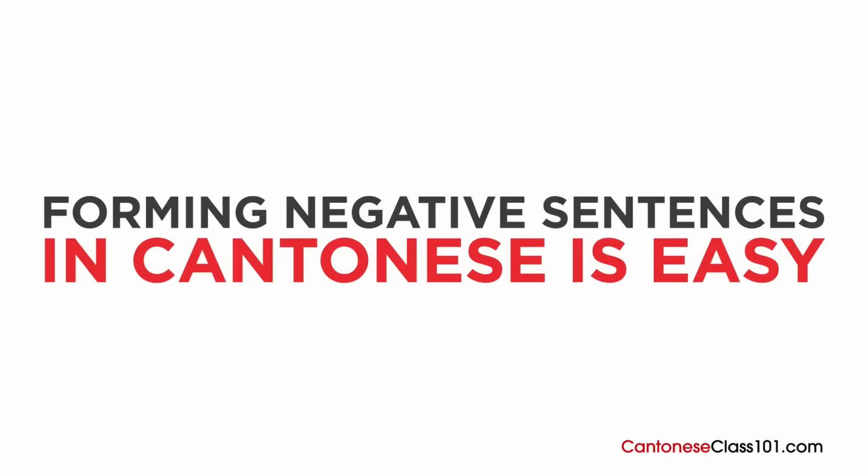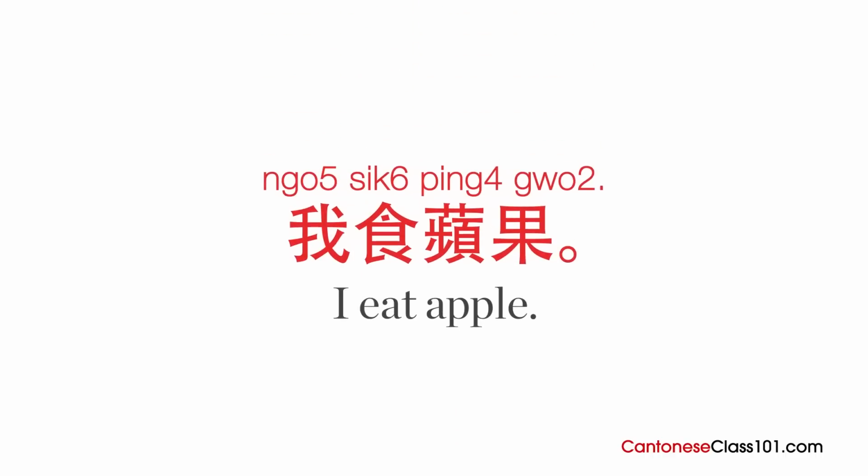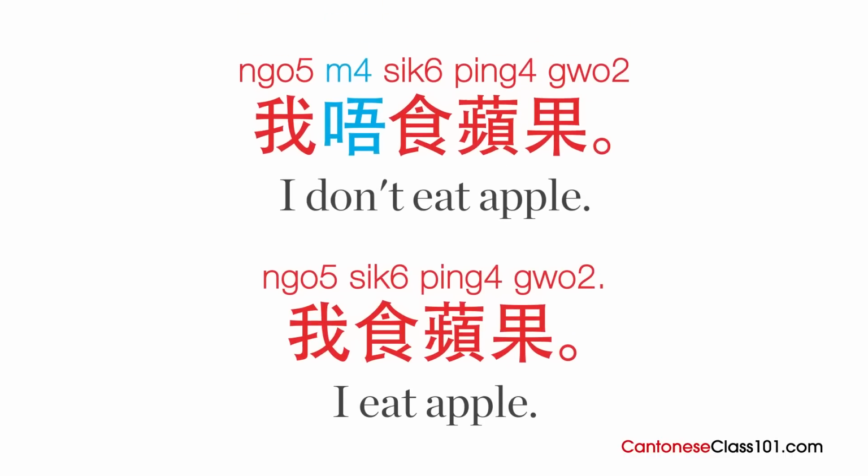Forming negative sentences in Cantonese is easy. In most cases, we just need to add the character for no or negation in front of the verb. Jinho, can you give us some examples? Of course. Let's use the sentence, I eat apple. 我食蘋果. For example, to make it negative, just add 唔 in front of the verb 食, eat. 我唔食蘋果. I don't eat apple.